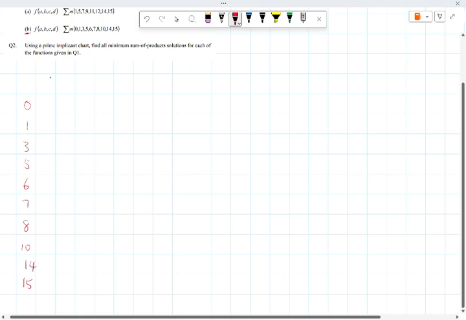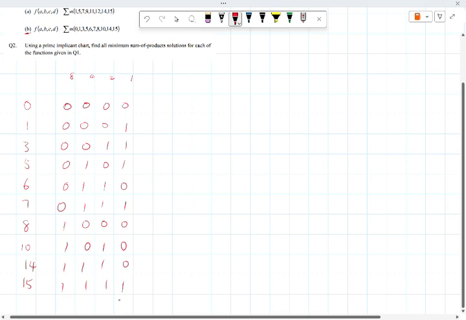Okay, and then this bit's going to be 8, this bit's going to be 4, this bit's going to be 2, this bit's going to be 1. Right, 0 is 0, 0, 0, 0. 1 is easy. 3 is this. 5 is 1 and 4. 6 is 1, 4, and 2. 7 is this one. 8 is this one. 10 is this one. 14 is this one. 15 is this one.